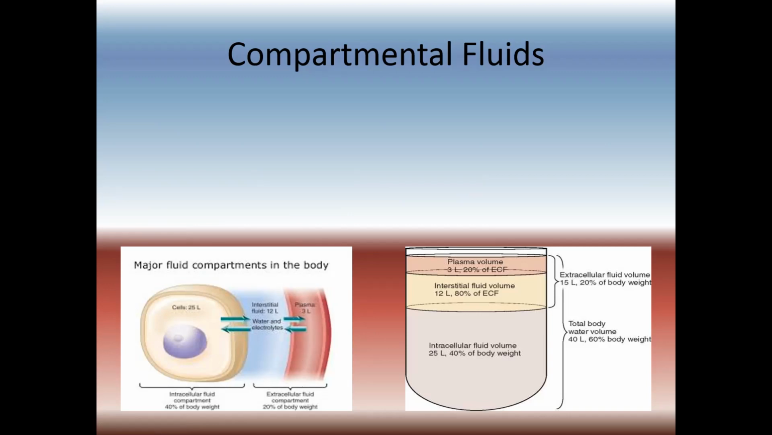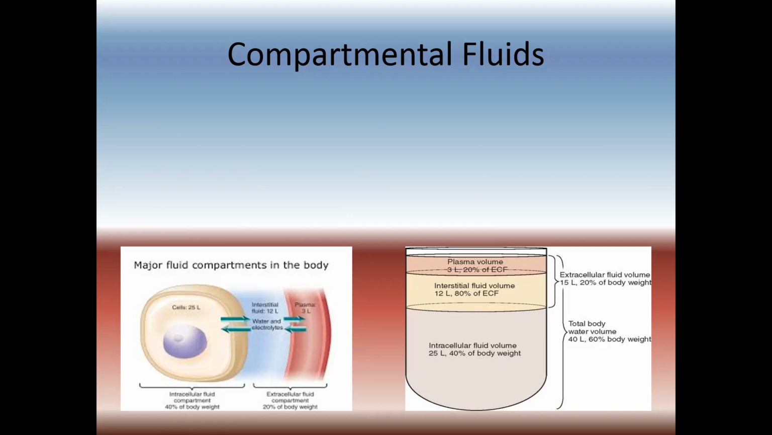So, inside of our cells, we have about 25 liters of fluid. That's about 40% of our body weight. And then the extracellular fluid consists of what's in our blood vessels. So we have about 3 liters of plasma in our blood vessels, and we have about 12 liters of fluid in the interstitial space, which is between the cells. So that's about 15 liters of fluid in our extracellular fluid compartment, and that's about 20% of our body weight.